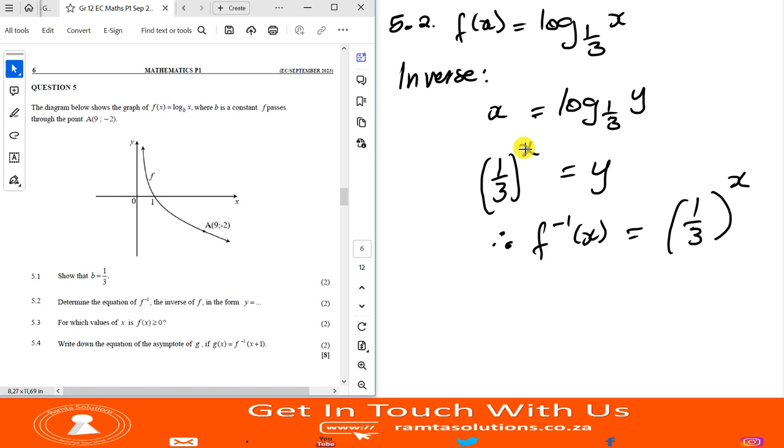All right. Now, they say for which values of x is f of x greater than 0?